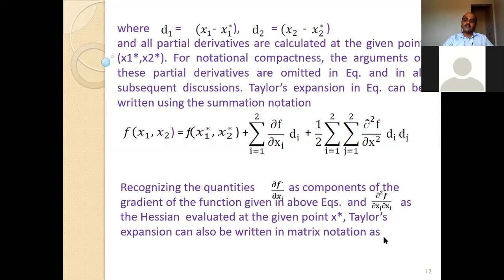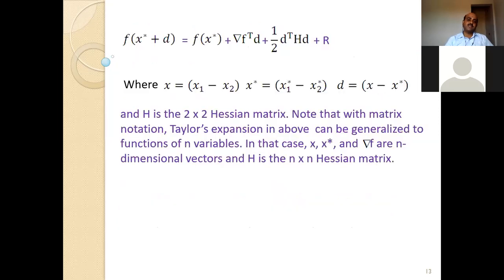So what we are doing here is, we have written the Taylor's expansion for two variables in the neighborhood of x1 star and x2 star, and we have expressed it in the summation notation. Now, recognizing the gradient vector as well as the Hessian matrix in this Taylor's expansion, we are expressing it in the matrix notation. How can this Taylor's expansion be expressed in matrix notation? We will discuss in the next slide. This is the one.